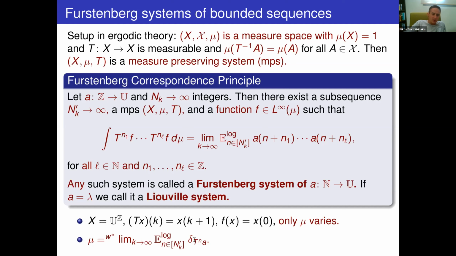And if you wanted an explicit description for the measure, but we will not use this in this form, it is the weak-star limit of the Dirac measures evaluated on the shifts of A. You think of A as a point on the sequence space. But it is the identity that I want you to remember. So if you have any question on this slide, please stop me now. I'll be happy to answer.